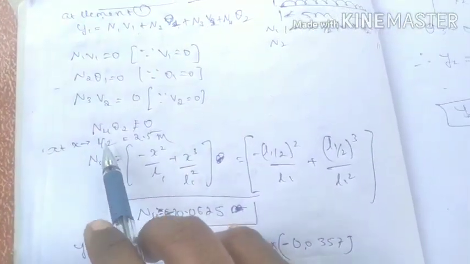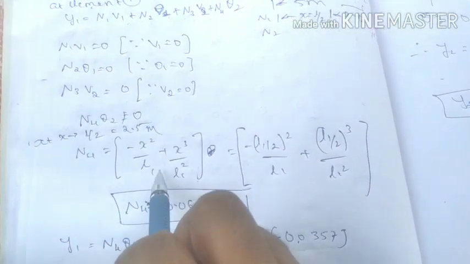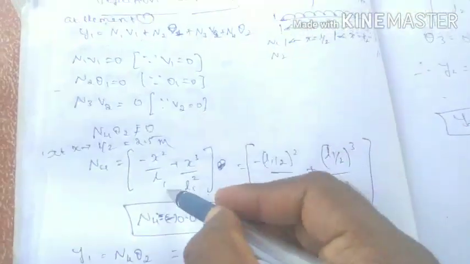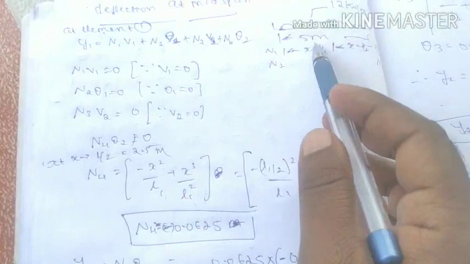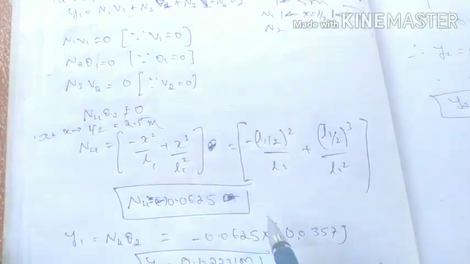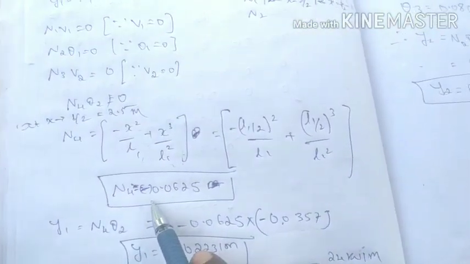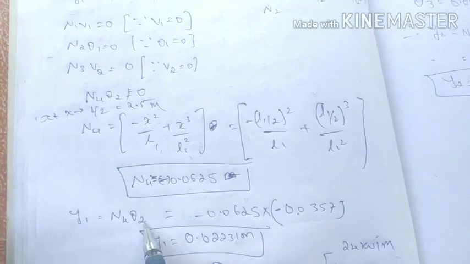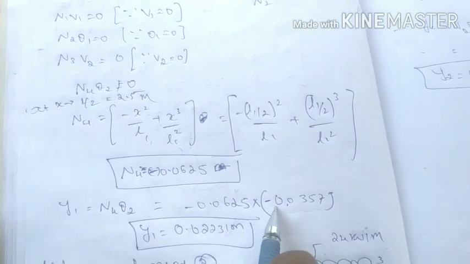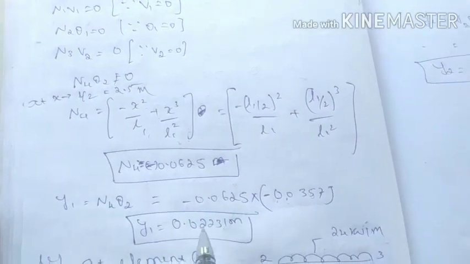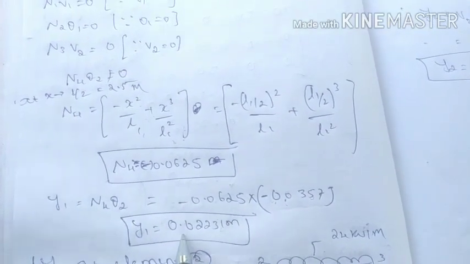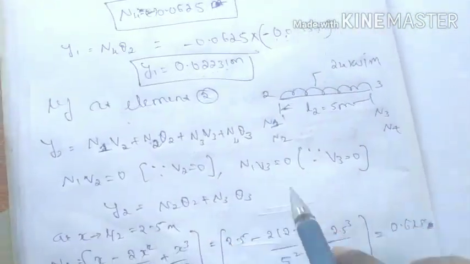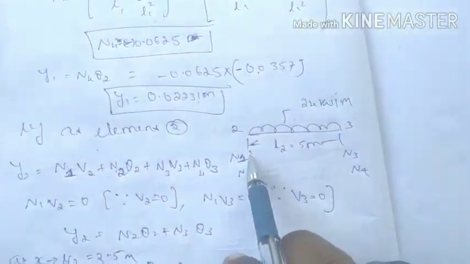Therefore N4 is minus x square by L plus x cube by L. Here we are calculating for element 1, therefore L1. X means L1 by 2, that is 2.5. You substitute, then N4 will get minus 0.0625. Therefore y1 becomes N4 into theta 2. Theta 2 we know, that we found out as minus 0.0357. Therefore y1 will get 0.02231 meter.